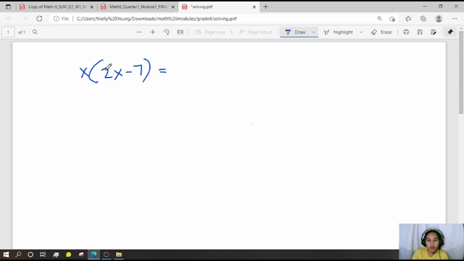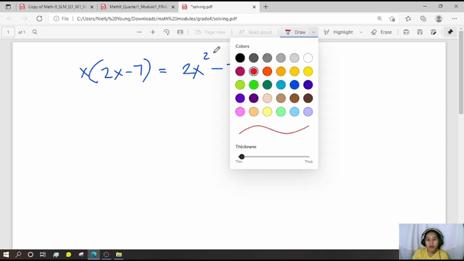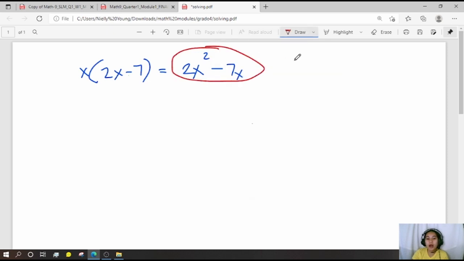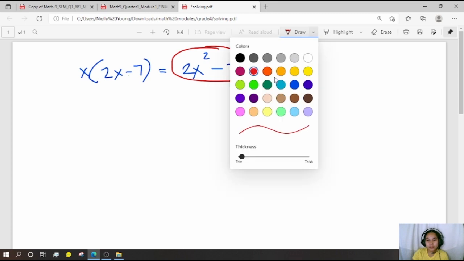Okay, distribute, apply distributive property. X times 2x is 2x squared. I-add mo po yung power ng x at saka ng x, so 1 plus 1 equals 2. Then x times negative 7, that is negative 7x. So this is the answer for number 1, 2x squared minus 7x.